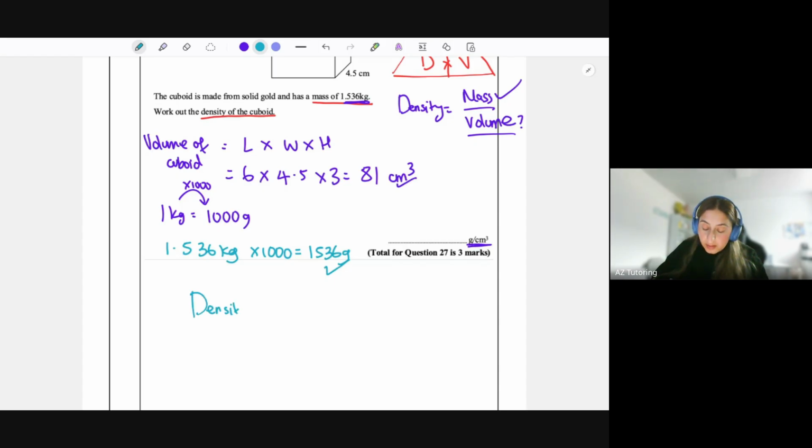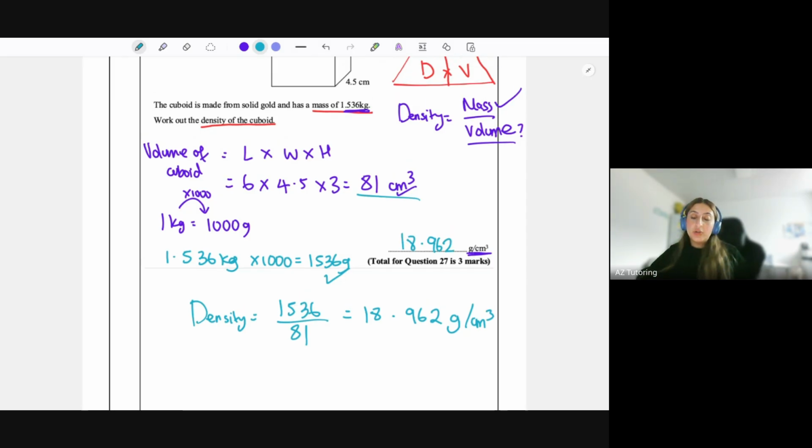Density is going to be mass, which is 1,536, divided by the volume, which is 81. I plug that in the calculator, and that gives me 18.962 grams per centimeter cubed.